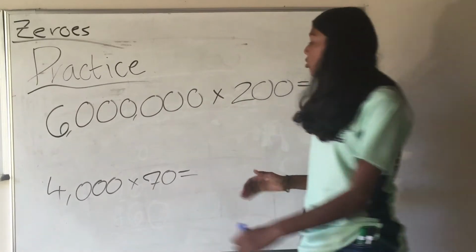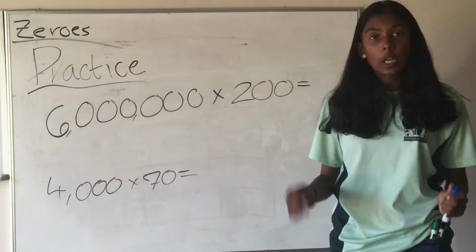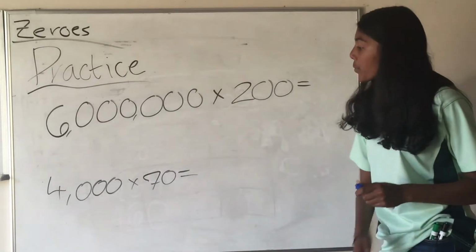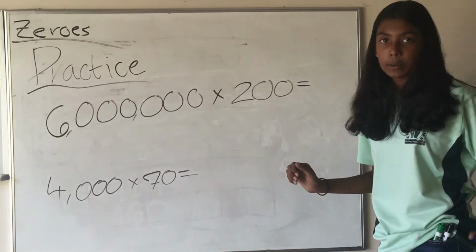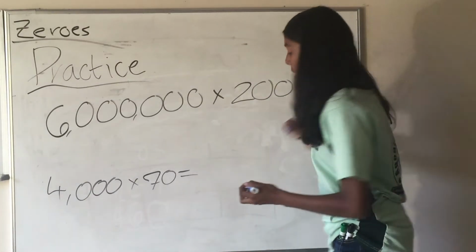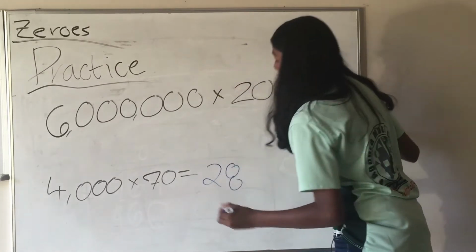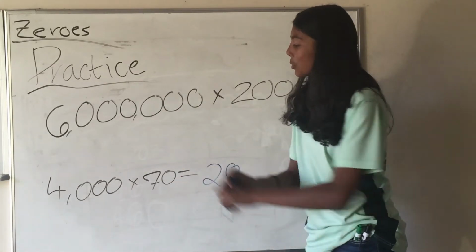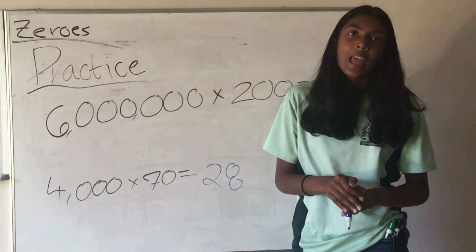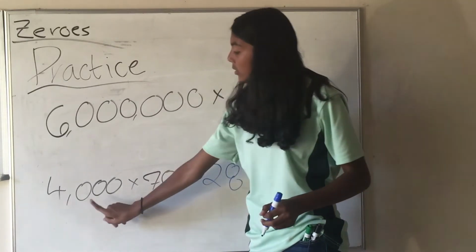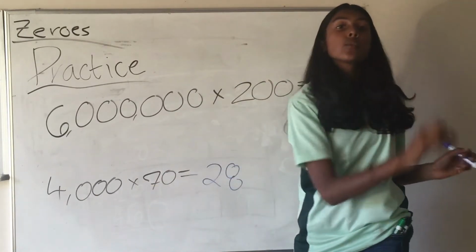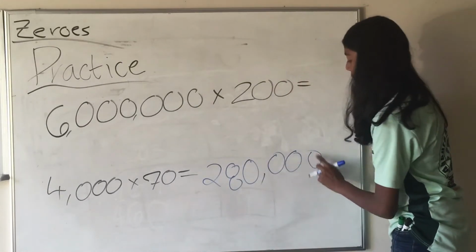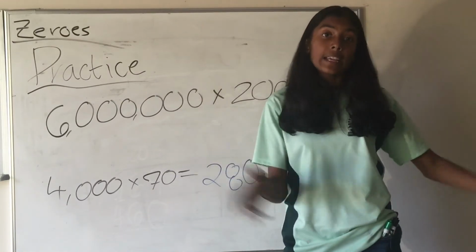So let's do the bottom one together because that one's easier. And this one you guys are going to do on your own as practice. So doing this, we're going to ignore those zeros. They don't exist to us. 4 times 7 is 28. We're going to write 28. And now we're going to be like, the zeros, you're important. Really important. We're sorry. And then we're going to go back to them. And counting them, we have 1, 2, 3, 4. So we're going to have 4 zeros, which makes our answer 280,000.